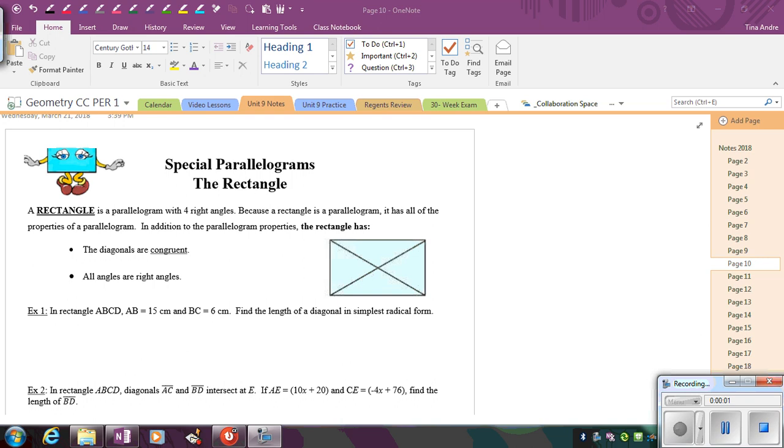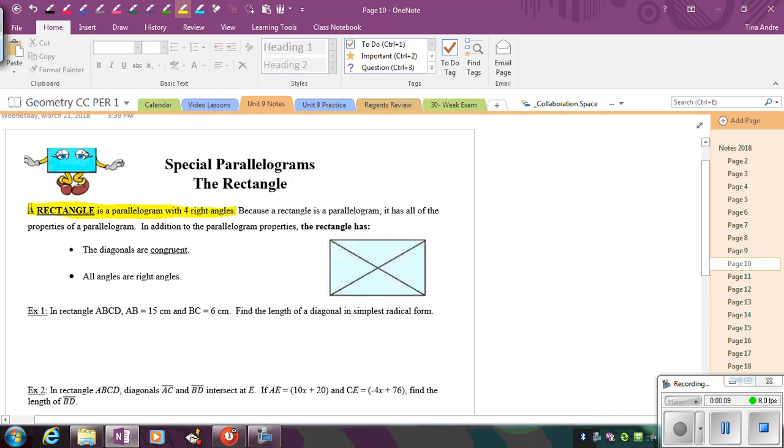In this video, we're going to learn about the rectangle. By definition, a rectangle is a parallelogram with four right angles. Since it is a parallelogram, it inherits all of those parallelogram properties: opposite sides congruent, opposite sides parallel, diagonals bisect each other, and all of the other additional parallelogram properties.